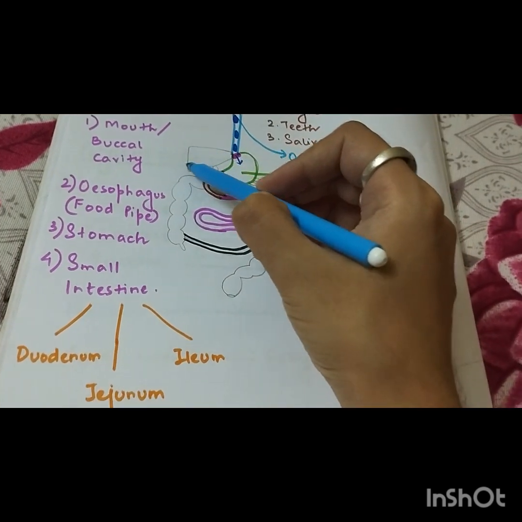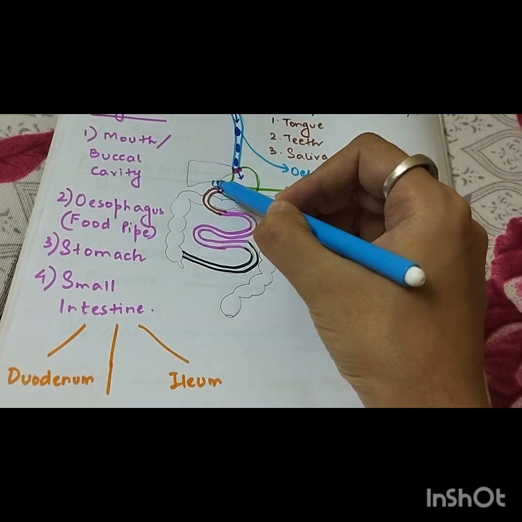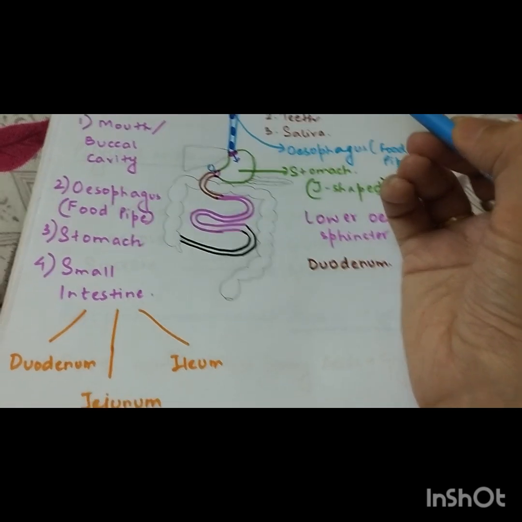This organ is known as the liver, and this sac-like organ, the small one, is known as the gallbladder.